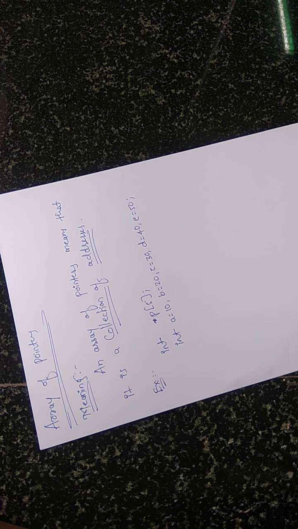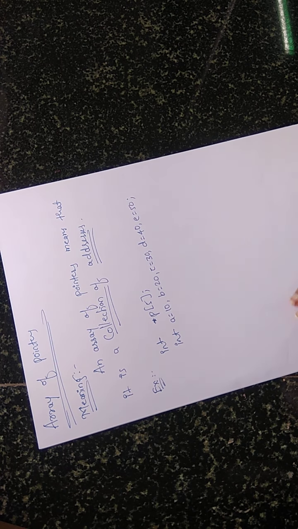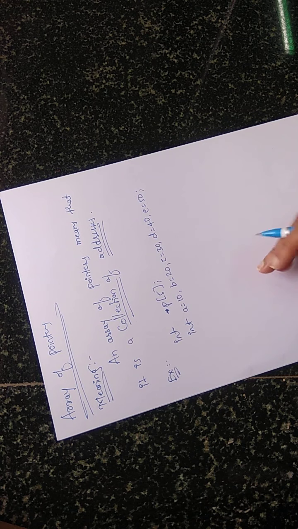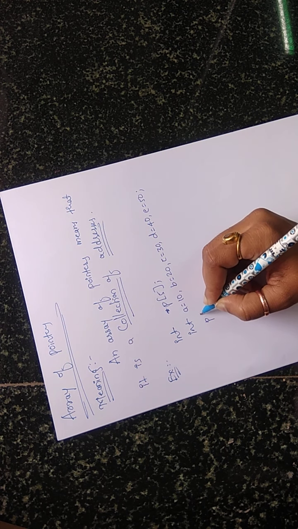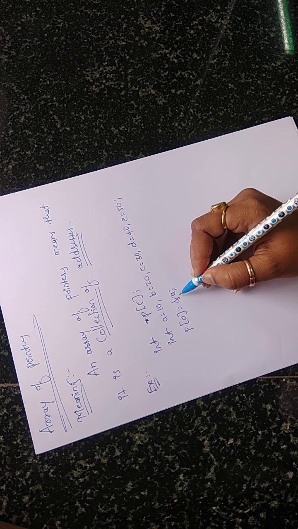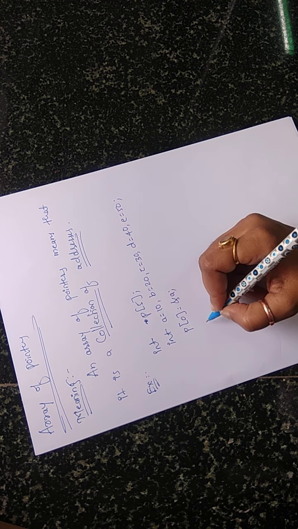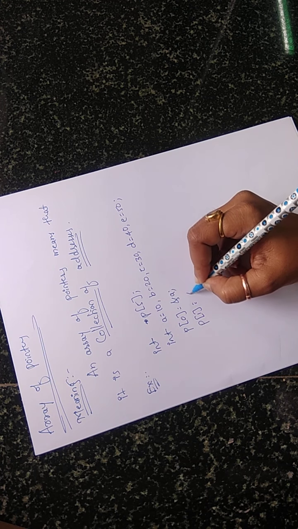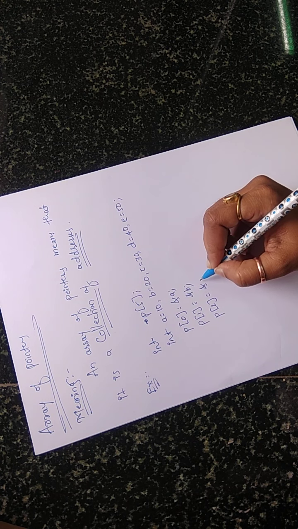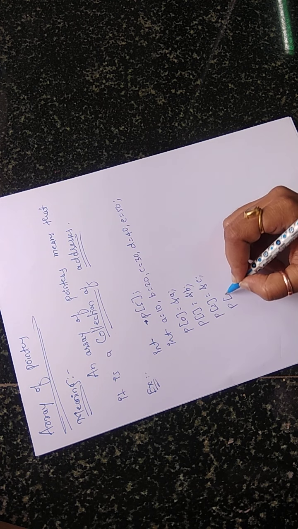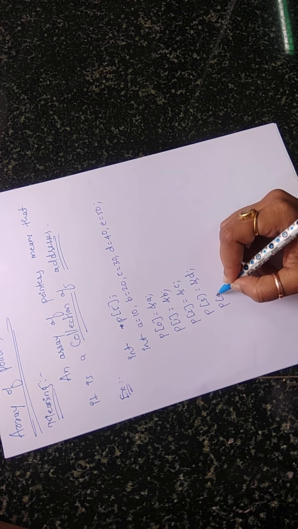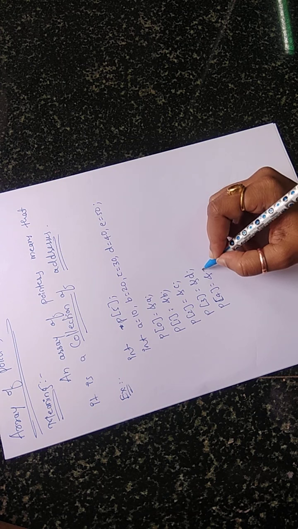Now we'll see how the address of each element is stored in your pointer variable and how we can access those values. So I can write p of 0 is equal to ampersand of a. The address of a is stored in p of 0. Next, p of 1 is equal to the address of b. p of 2 is equal to the address of c. p of 3 is equal to the address of d. And p of 4 is equal to the address of e.